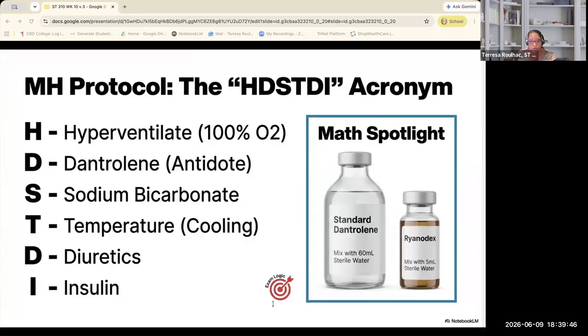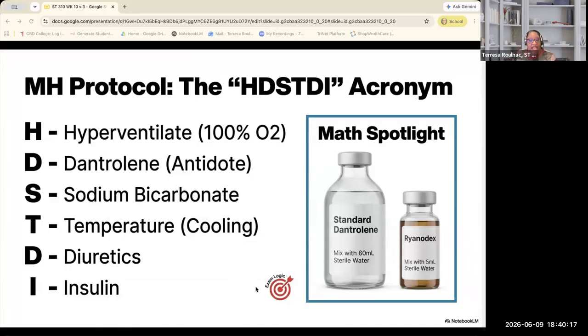All right, so let's break it down. So we see it over here. We're going to hyperventilate that patient, 100%. These patients are producing massive amounts of carbon dioxide. So increasing oxygen and ventilation is extremely important. If you see a couple of drugs being presented and they're talking about MH, you're going to automatically think dantrolene. This is the antidote for malignant hyperthermia.